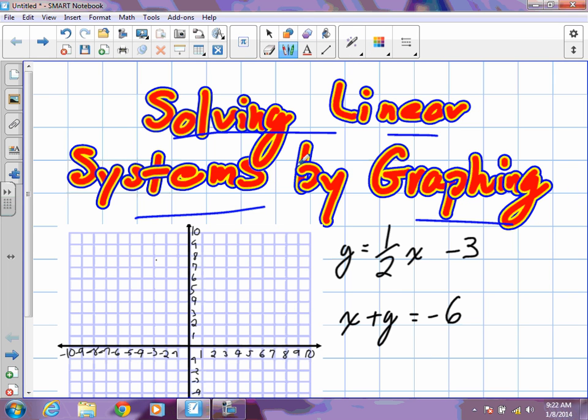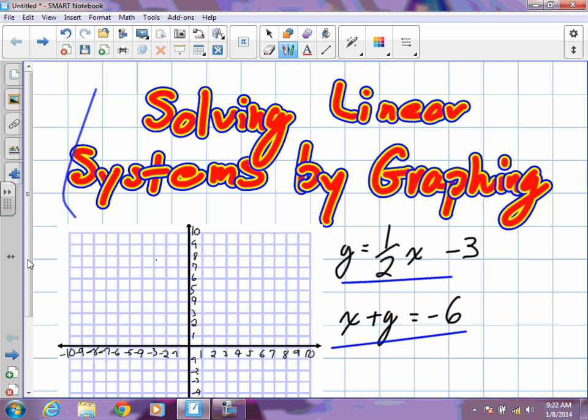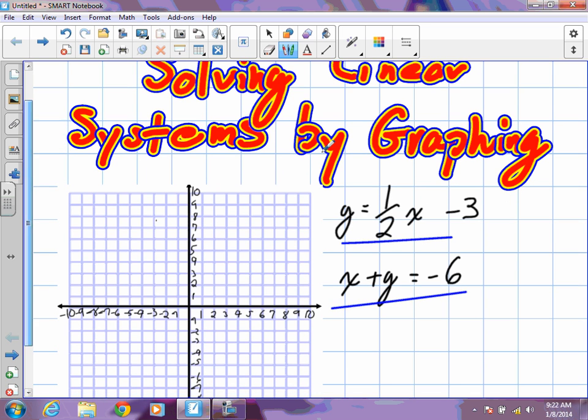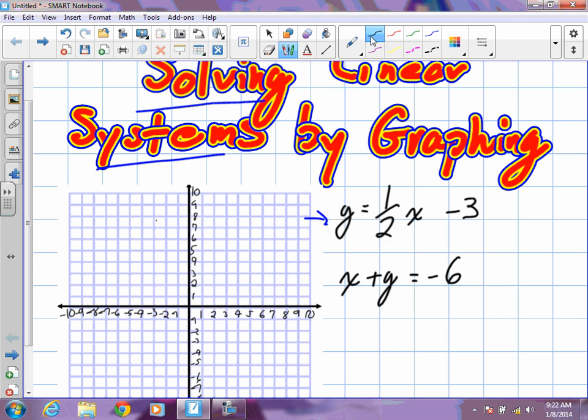Amazing. Okay, so like Charm said, solving linear systems by graphing. We have two linear equations here. What we're going to do is graph the two of them, and to solve a linear system is to find the point of intersection between the two lines. Now, this first linear equation is already in our y-intercept form, so we'll call this our number 1.